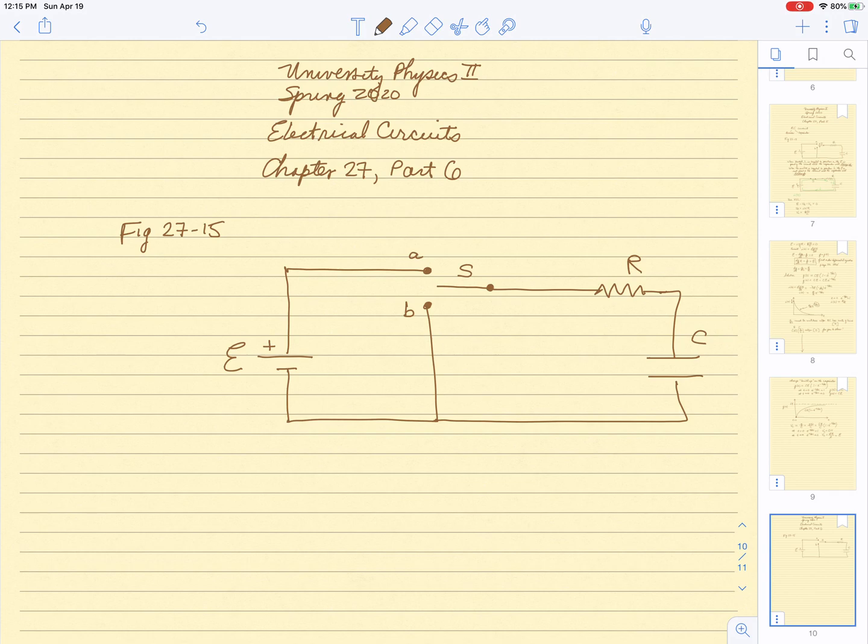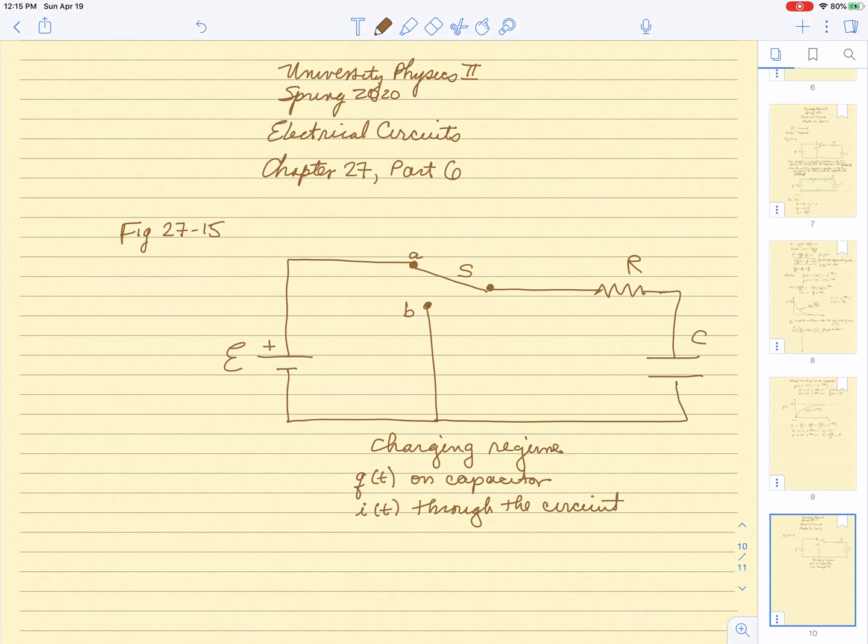So we already looked at the charging up scenario. We looked at when the switch was in position A. So we looked at this configuration. That was the charging regime. We looked at the charge per unit time on the capacitor. We looked at the current as a function of time through the circuit. And we looked at the voltage on the capacitor as a function of time. Voltage across the capacitor.